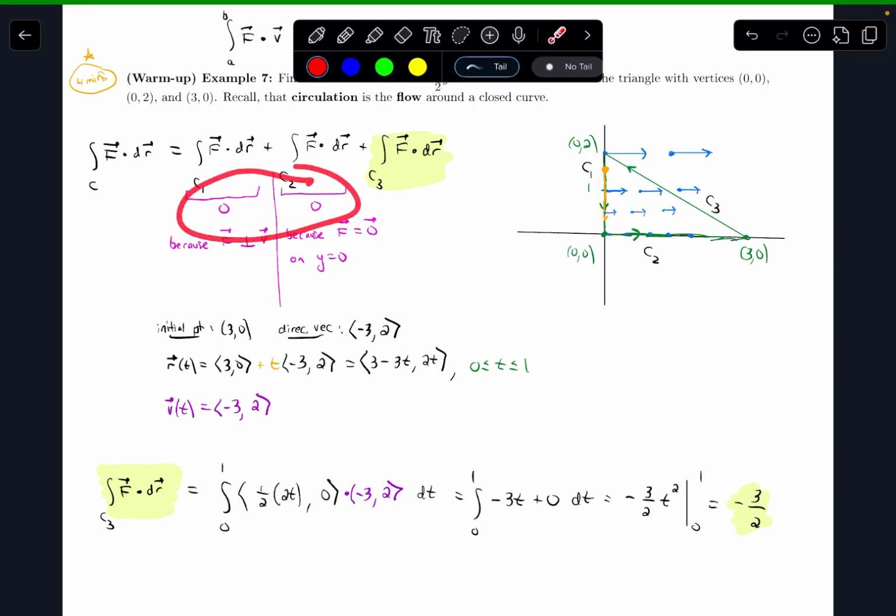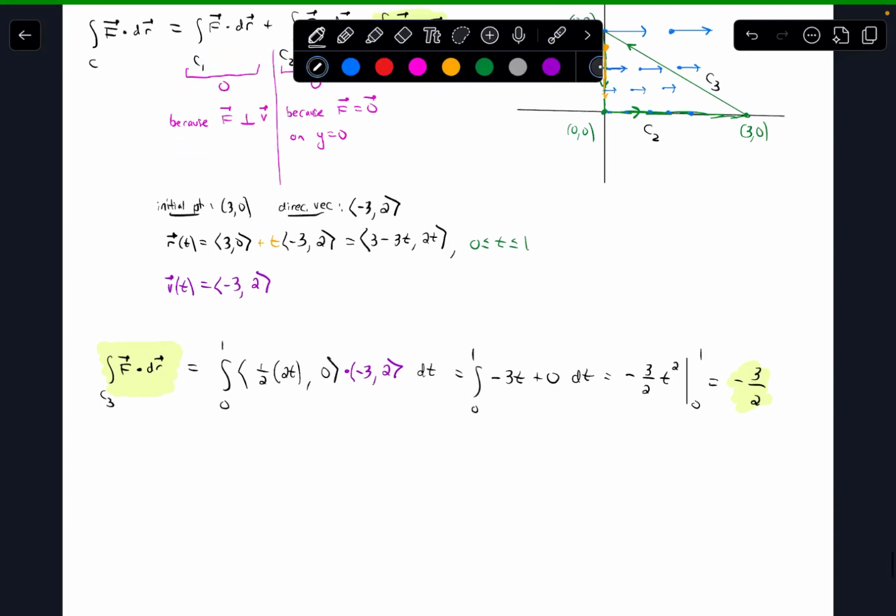The other two were both just 0. So summing these, we get 0 for the first one, plus 0 for the second one, and then plus -3/2 for the third. So overall, I get -3/2. And there we have it.